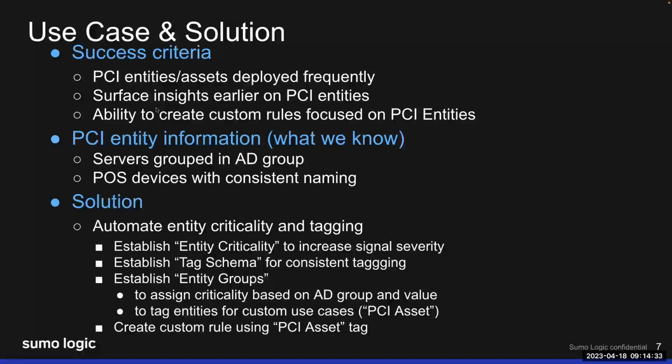And then, of course, we also have the ability to create custom rules focused specifically on PCI entities. So in this case, if we ever wanted to build a rule, we can now leverage that information within the records to build additional custom use cases. Again, the success criteria, or outcome desired here, is to surface insights earlier in the stage, and also to create custom rules focused on those specific PCI entities.